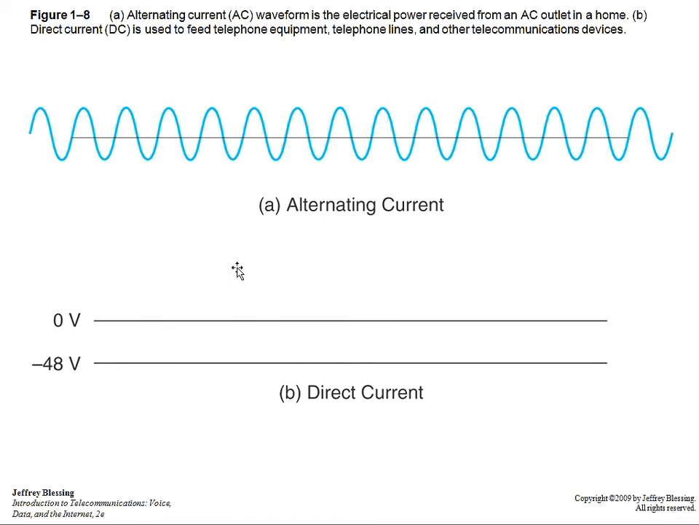But for all practical purposes, when we draw the voltage pattern of a battery or a DC type voltage source, it'll be a flat line. It will not have any curves or shapes to it.